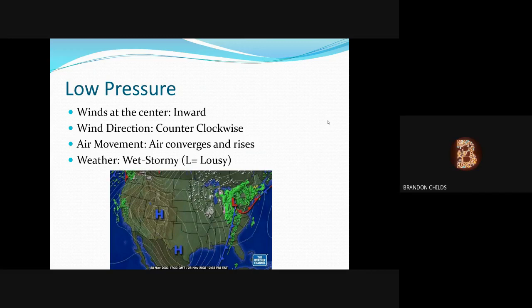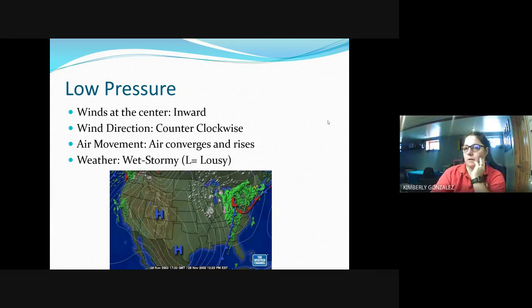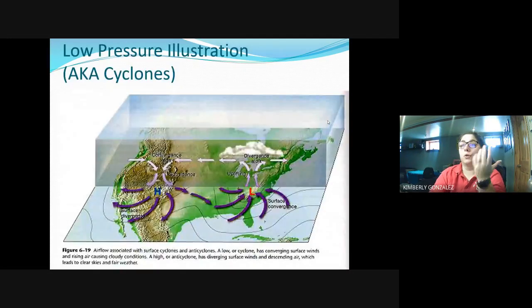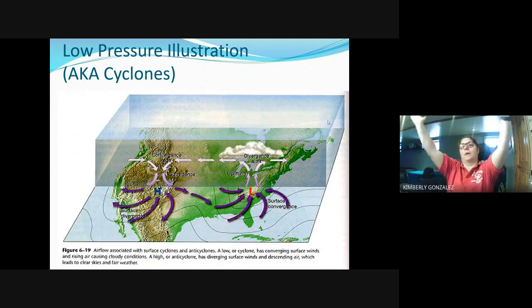So, low pressure systems are known as cyclones. The reason they're known as cyclones is because you have that uplift. They're coming in, they're going up, and at the top, they're branching out. Whereas the high pressure systems are going down and out. That's where they're diverging.